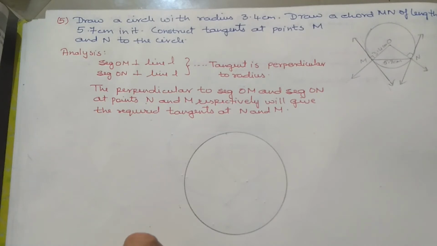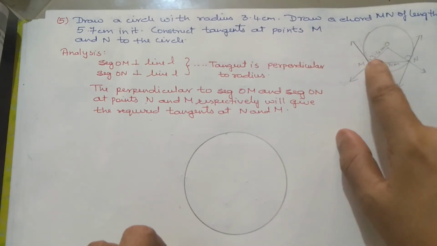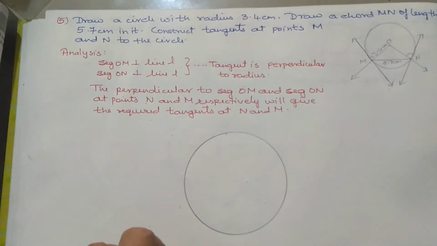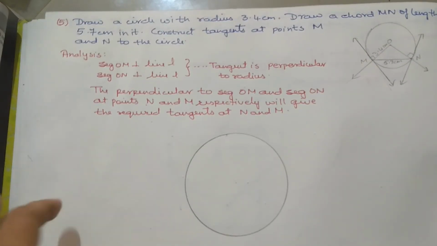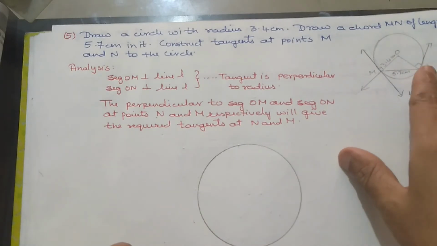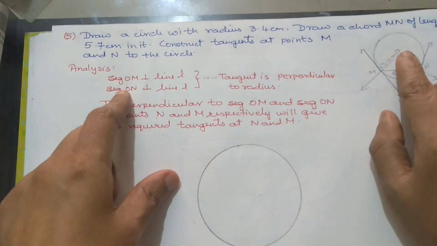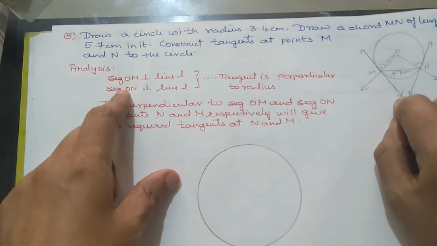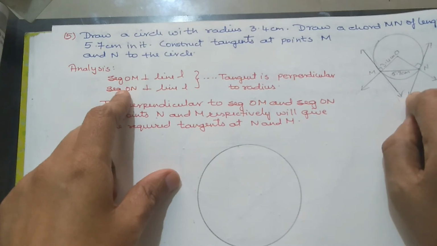It is same like the first sum, only thing you have to draw two tangents, and you have to draw the chord, and from the endpoints of the chord you have to draw the tangent. So method is same like the first sum, except we have to draw two tangents from the endpoints of the chord. Now segment, we already know that segment OM, that is a radius, is perpendicular to tangent, and segment ON is also perpendicular to the tangent.